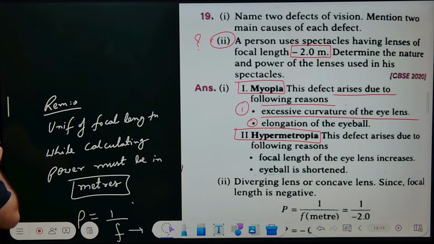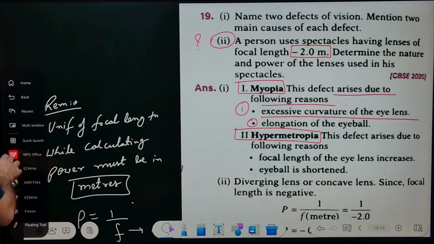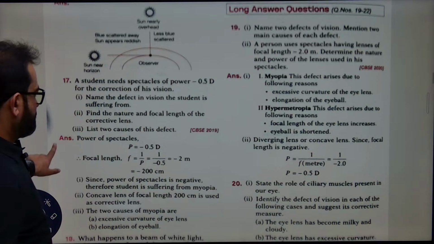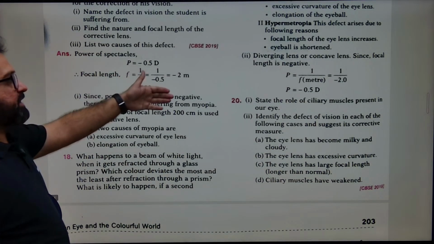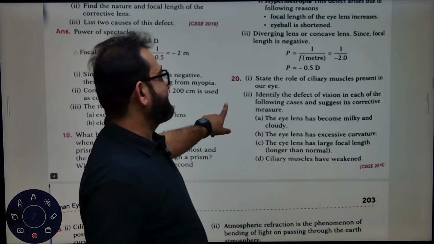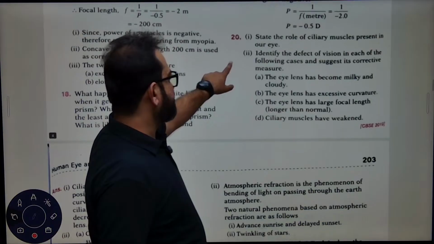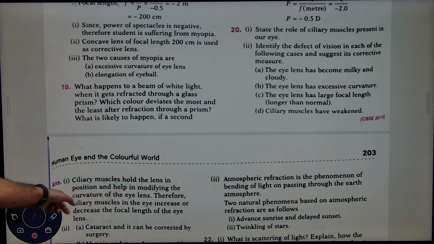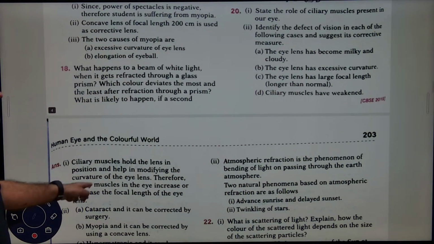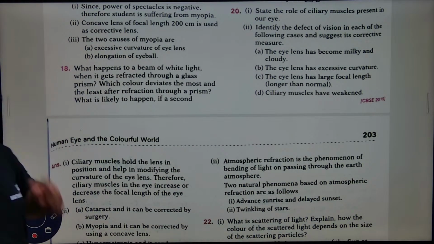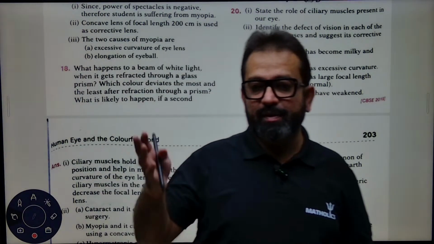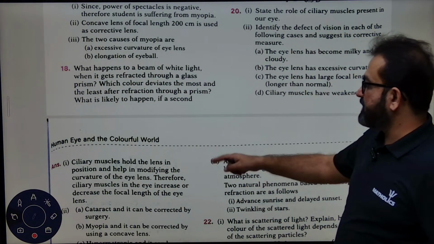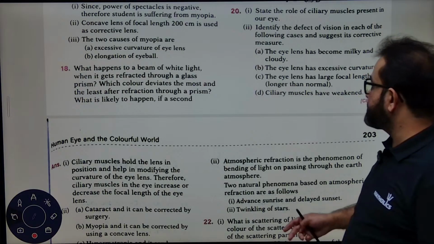We can see again. This is the question, question number 20. State the role of ciliary muscles present in our eye. I already told you that. Ciliary muscles hold the lens in position and help in modifying the curvature. Therefore, ciliary muscles in the eye can increase or decrease the focal length, right? They actually control the increasing and decreasing of focal length.